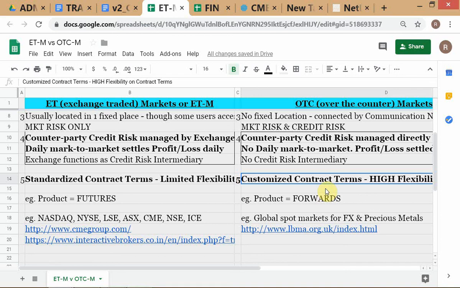Okay, so futures are ETM, so straight away all the differences that apply to ETM versus OTC will apply to futures contracts versus forward contracts. Is this clear? Are you clear?